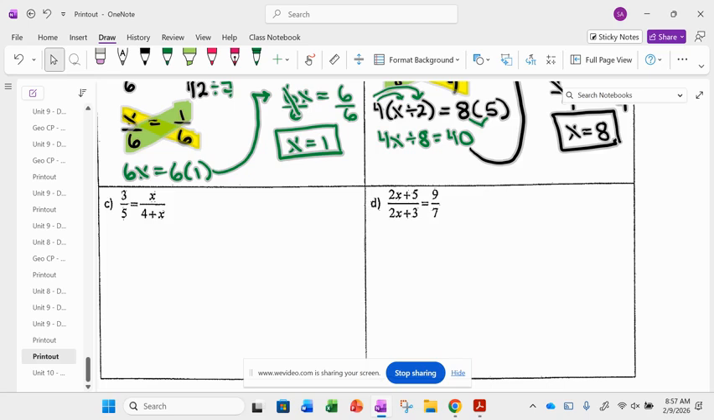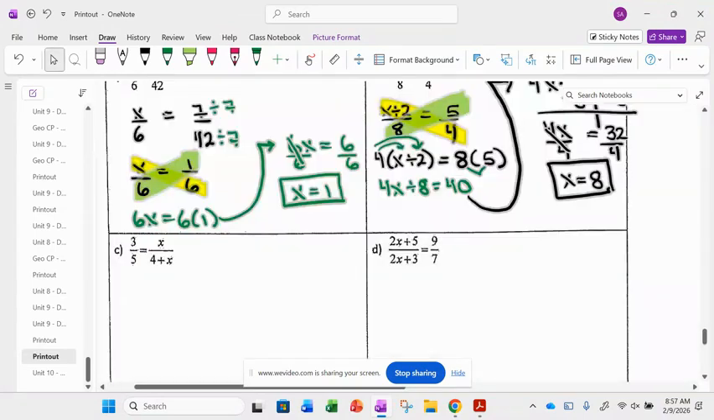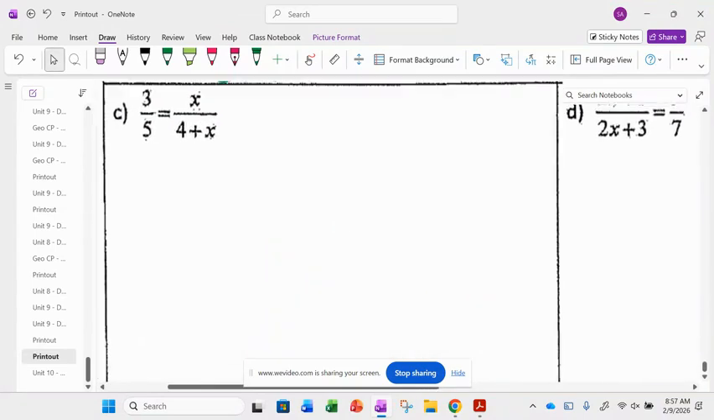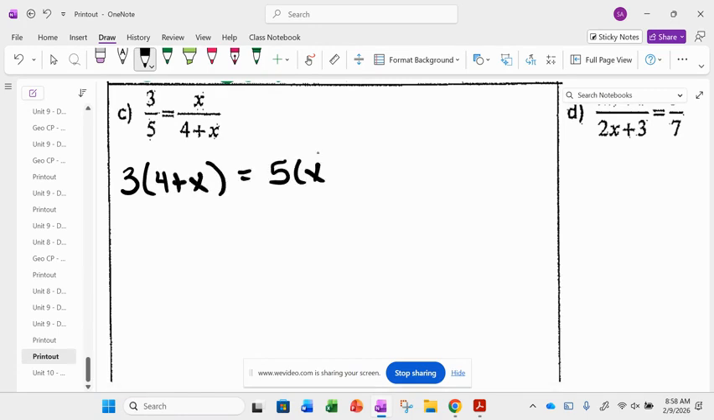All right, we ready? So now we're going to cross multiply. So we have 3 times 4 plus x is equal to 5 times x. Do we need the parentheses around the 4 plus x? Yeah, because that's what tells us we have to distribute in. So 3 times 4 is 12. 3 times x is a 3x. And then 5 times x is just 5x.